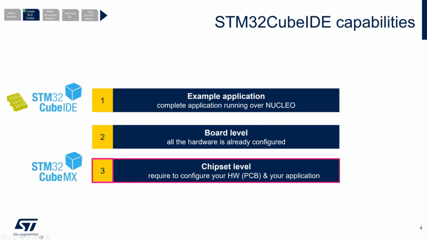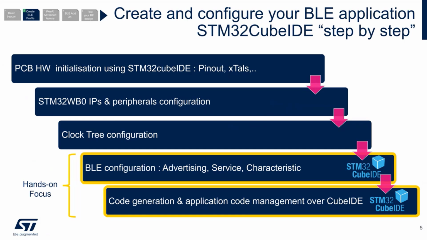Today, we will focus on the chipset level. The idea is to start from the chipset. We select the chipset, and we build our hardware configuration and our full application around it. This is what you will probably do using your PCB, starting from scratch. When we start from scratch like this, using CubeIDE or CubeMX, we first select the chipset. Here we will select WB0.